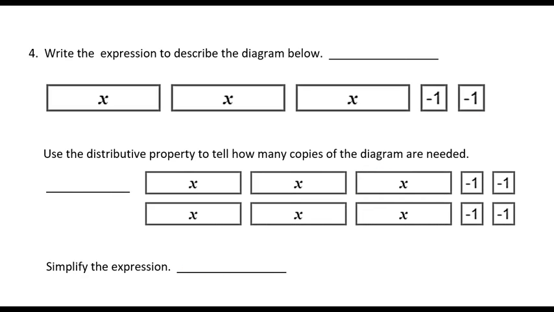Here's another example. This time the original picture shows us 3x and 2 minus 1s, which would be minus 2 altogether. We've taken that same picture and we've copied it over twice. So the 2 goes on the outside of the parentheses because we need 2 copies of 3x minus 2. When we simplify the expression, we now show that we have 6x because we took 2 copies of the 3x, and now we're subtracting 4 because we took 2 copies of the minus 2. So this is the simplified expression for this picture.